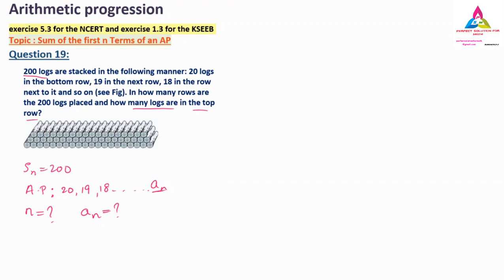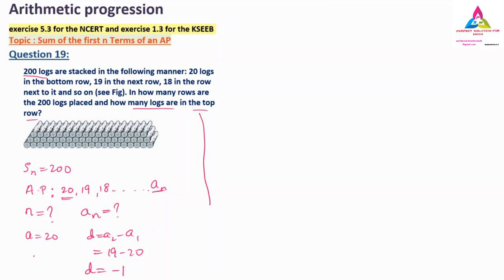Next, according to the formula, we need the a value. So the a value is 20, the first term is 20. And also you need the d value. So the d value is nothing but what? a2 minus a1. The a2 value is 19 minus 20, so minus 1 is the d value. So these are the important things we need to solve this problem.